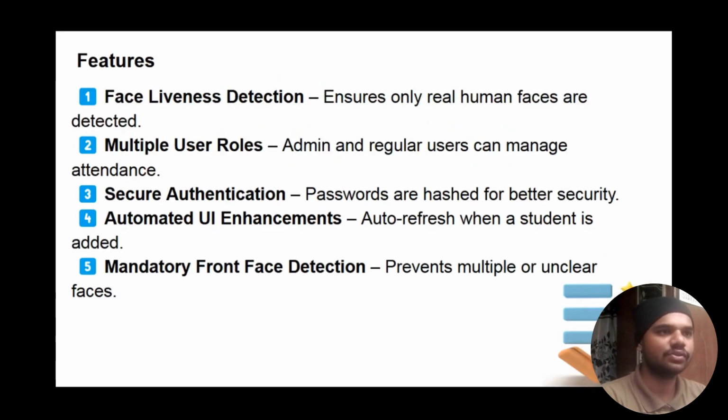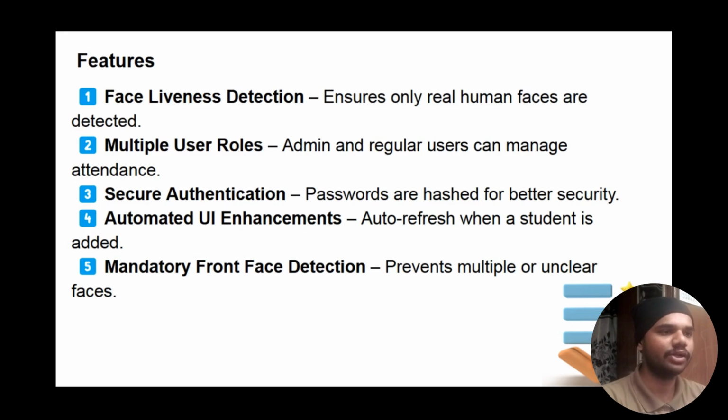Now let's see the features of this project. The first feature is liveness detection. It ensures only real faces are detected. If you move your face, then only the attendance is marked. The next is multiple user roles. Admin and regular users can manage the attendance. You can consider the admin as the principal of a college or school, and the regular users can be the teachers who are taking the attendance. The next point is secure authentication, which is password hashing for better security.